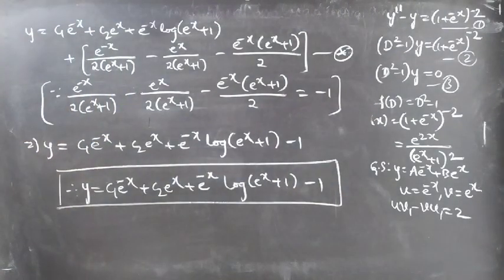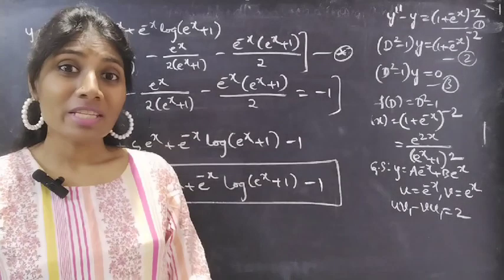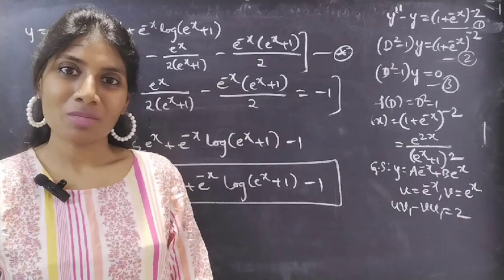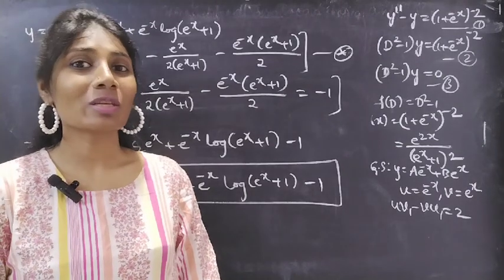So this completes the problem. So we have seen a problem from the variation of parameters method in this video. I hope you'll understand.